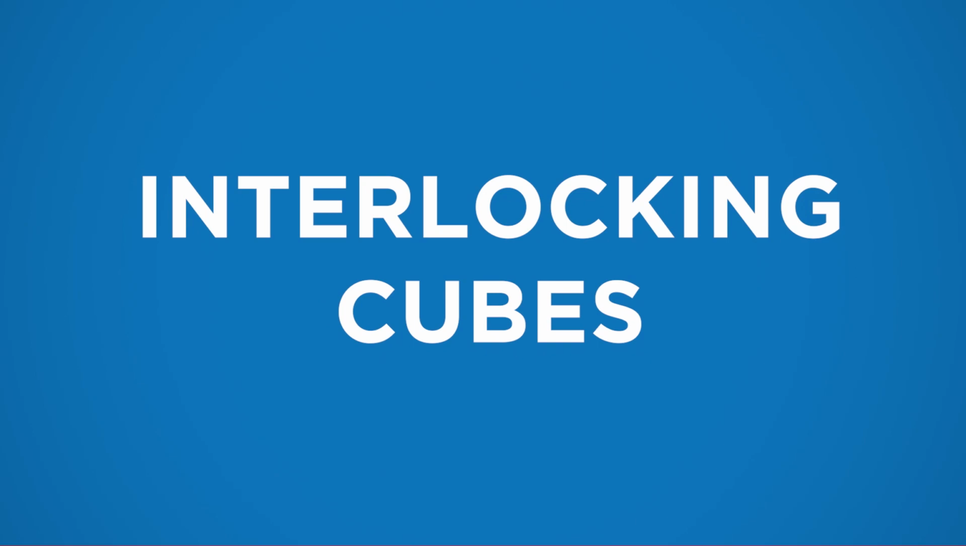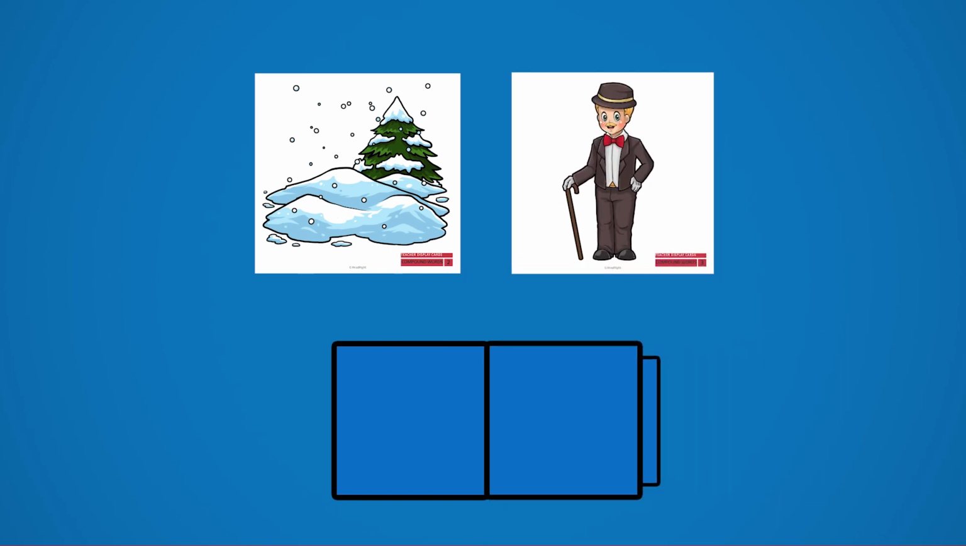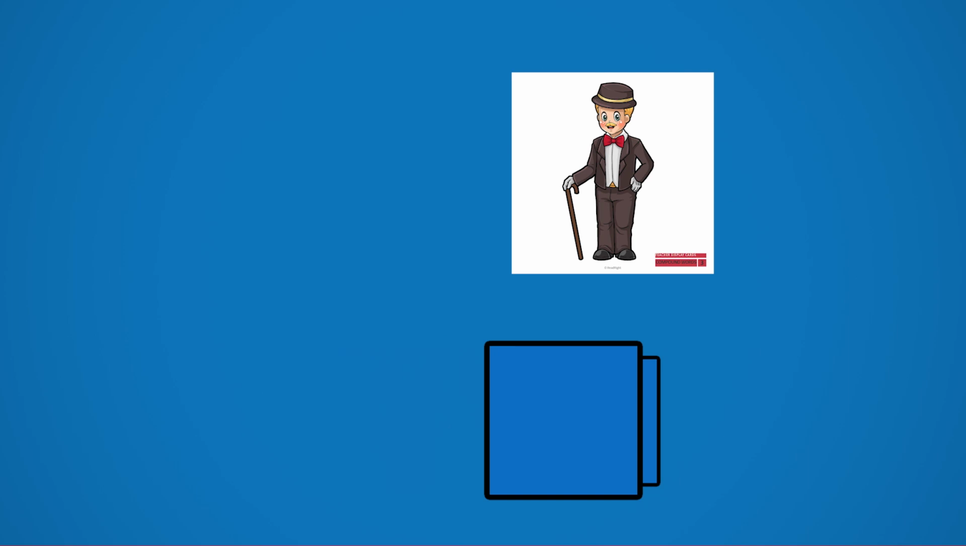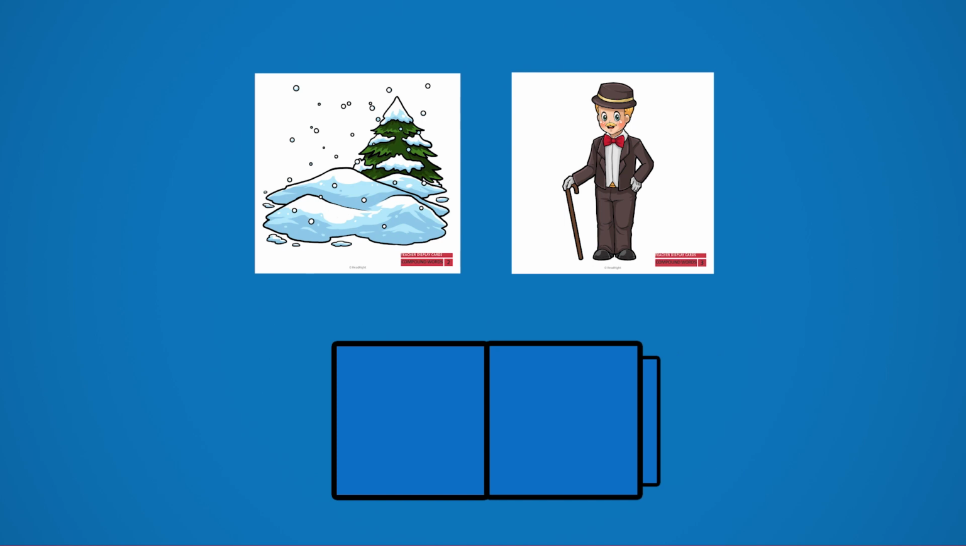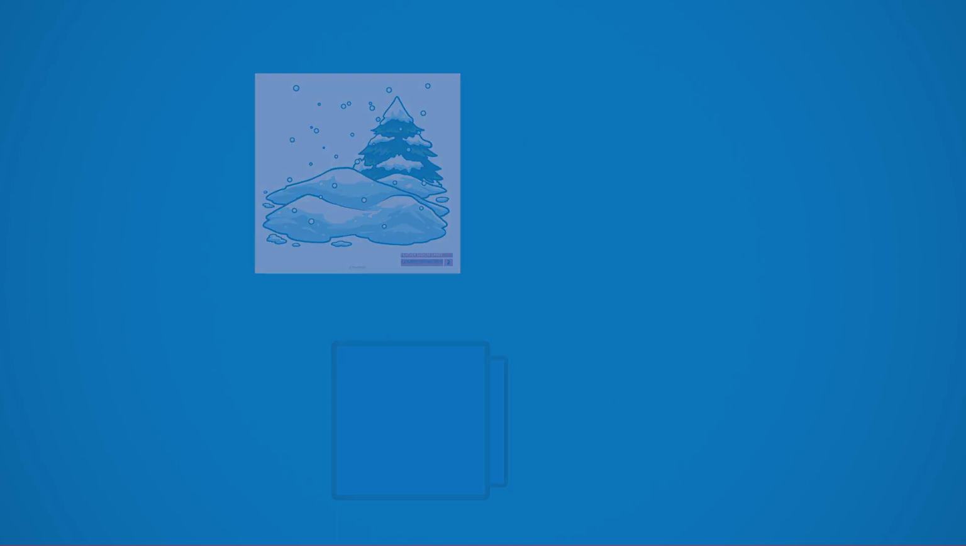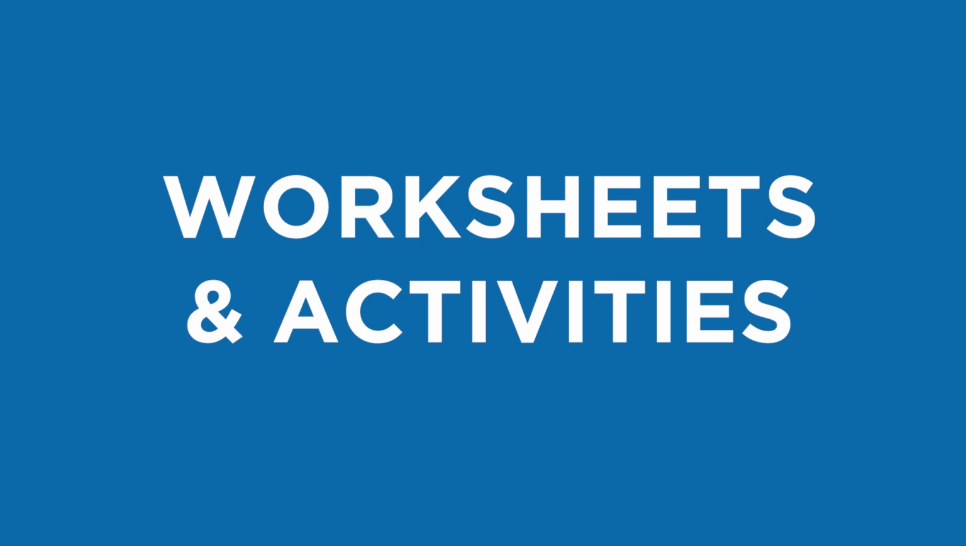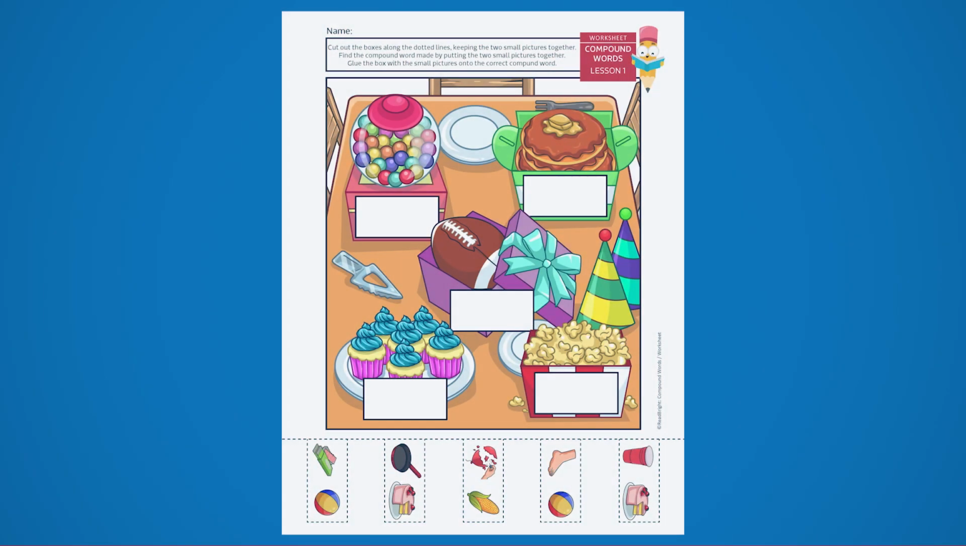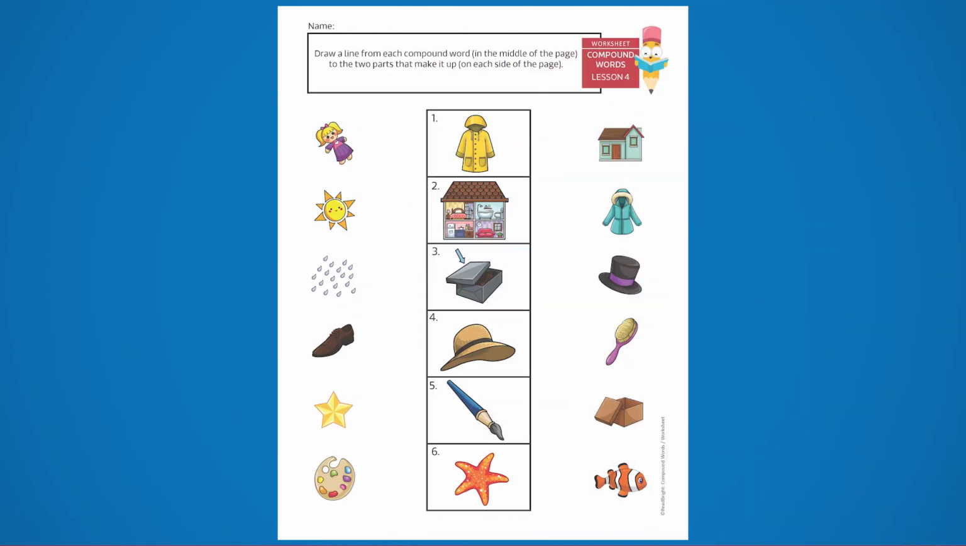Interlocking cubes. Students will practice deleting syllables with small cubes that attach to each other. Each cube will represent one syllable. Snow, man makes the word snowman. If we take away snow, the first cube, what is left? Man. Snow, man makes snowman. If we take away man, the second cube, what is left? Snow.